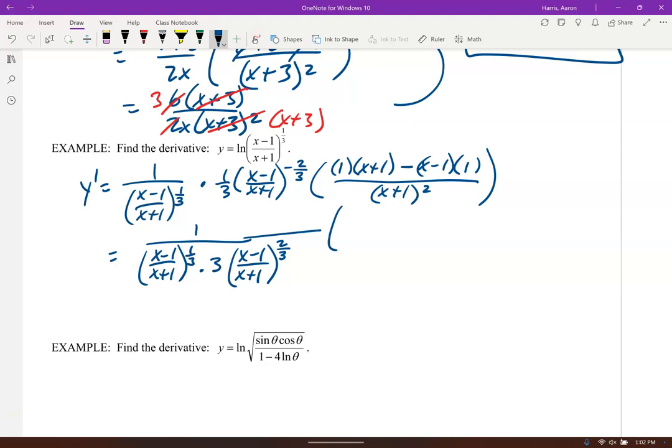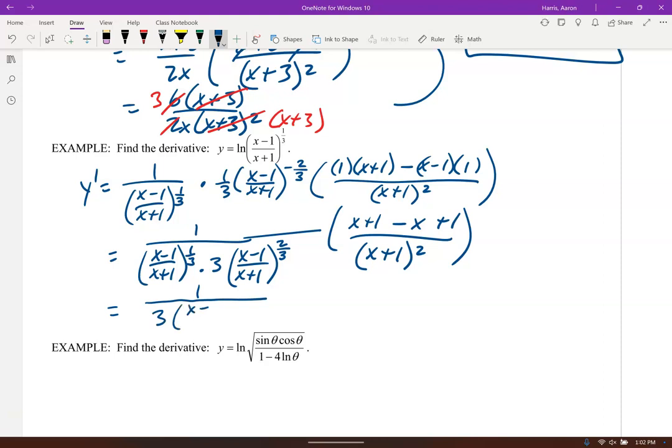Let's see, over here we've got x plus 1 minus x plus 1 over x plus 1 squared. Again, 1/3 plus 2/3 is to the 1. Over here I've got x minus x, that's gone. 1 plus 1 is a 2 over x plus 1 squared.